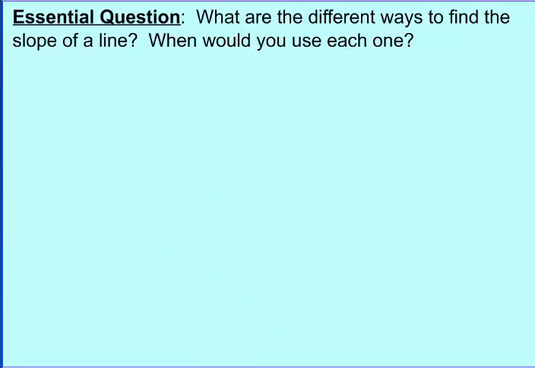Okay, so now would be a good time at the end of that example to write a summary to our two questions. What are the different ways to find a slope of a line, and when would you use each one? And then we'll do an activity on slope in class next time.